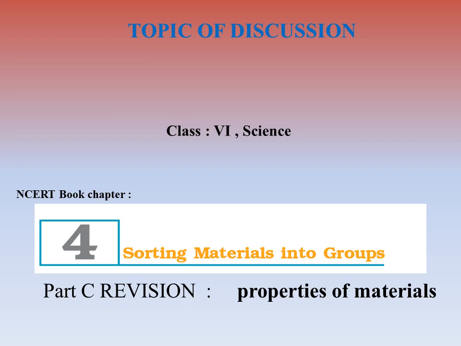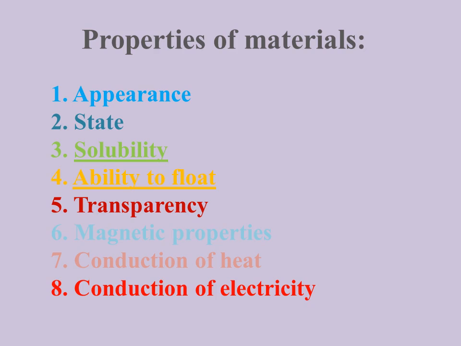Today we are going to discuss the properties of materials. This is the third revision class from the chapter sorting of materials into groups. That is chapter 4 from your NCERT book, Science. So let's begin with that. We have already discussed in the previous slide the appearance and state, these two properties of materials. So today we are going to discuss other properties of materials.